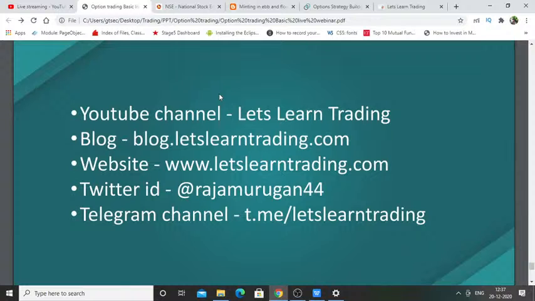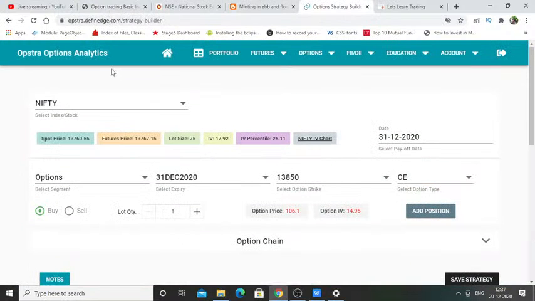Upstox 1 sigma 2 sigma, what's that, I'm not sure about that. So just go through this website, upstox.definedge.com. This site will help you. I'm not sure what exactly you are asking about, Upstox 1 sigma 2 sigma.